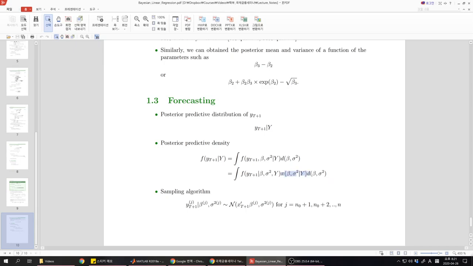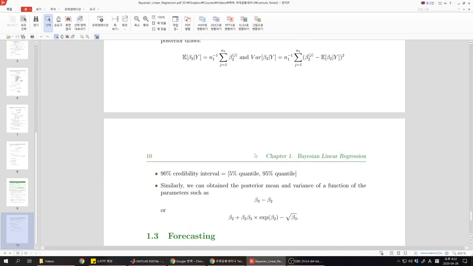How is this called? This is the posterior distribution of the parameters, right? And what about this? Do you know the distribution of y_{T+1} given beta and sigma squared? Yes, we know this. This is a normal distribution, if beta and sigma squared are given. What about y_{T+1} given y? Is this still normal?